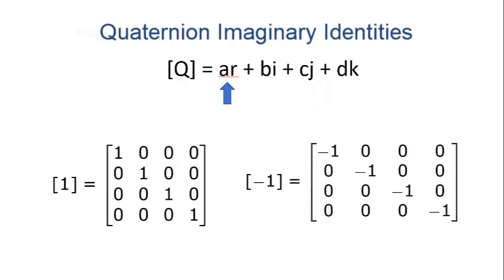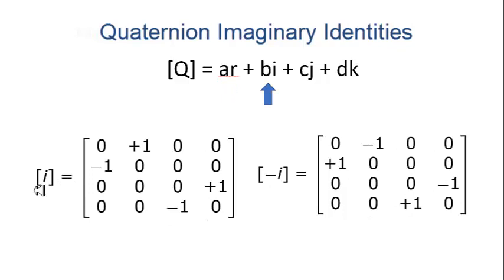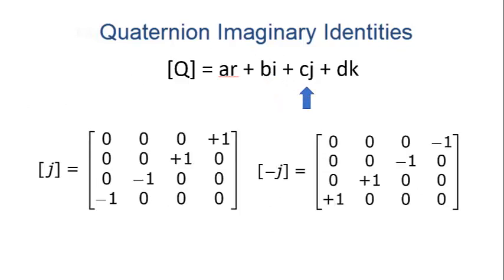So now we've got a real identity for the real component, this component here. We've got a positive and negative identity for I, this one right here. And we've got a positive and a negative identity for J. So now we need one more. We need one more identity to represent K.